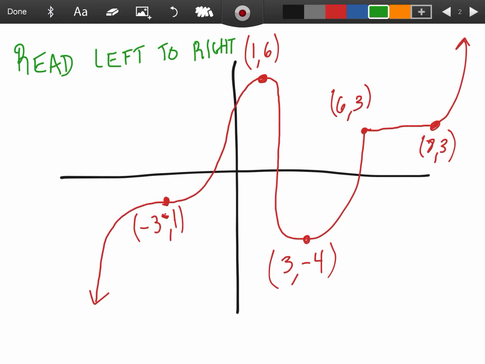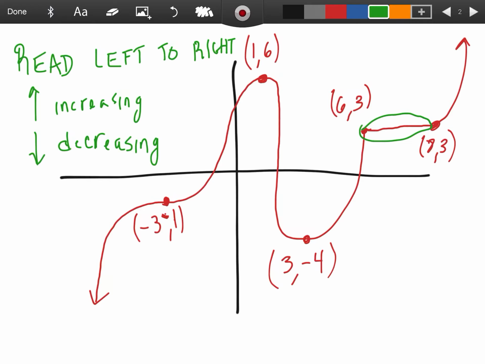As I go left to right, if I'm going up, that means that I am increasing. So up means increasing, and that makes sense, right? That's exactly what we're used to. As I read it left to right, if my graph is going down, that tells me that it's decreasing. And then if it is just a flat function, like it is right here from 6 to 8, if it's flat, then it is constant.